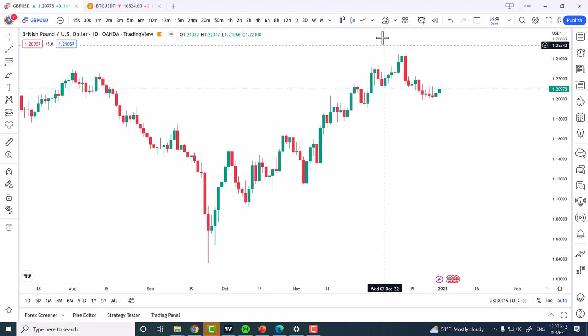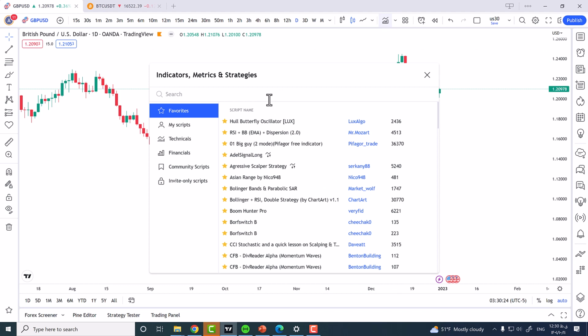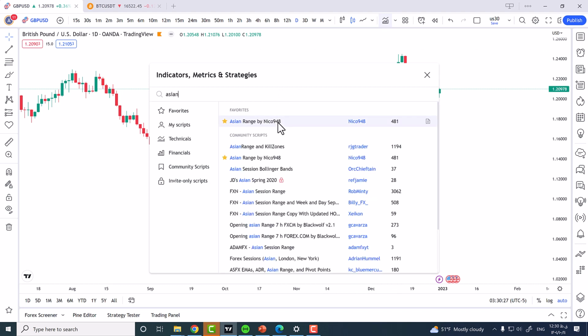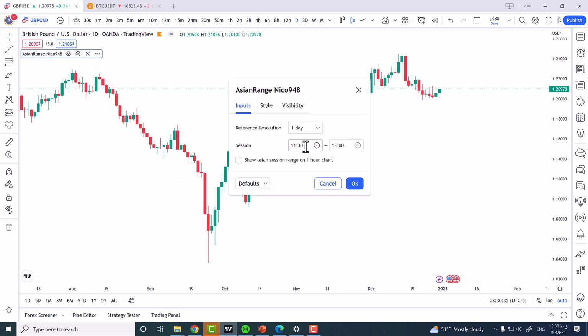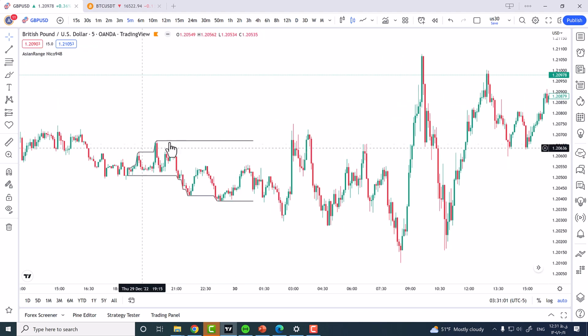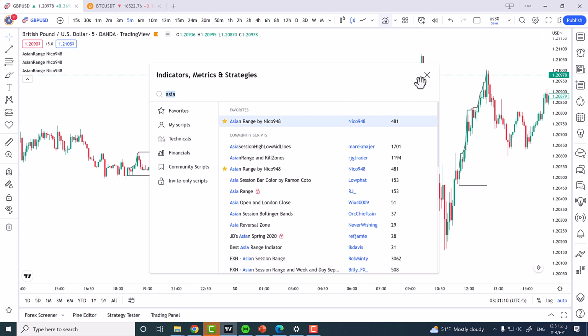Now for marking session highs and lows, you just need to go to indicators in TradingView and type Asian range by Nico. You can add just one range and modify it to your session timing. For example, in New York it's 18:32, 1 a.m. I'm sorry, let's find that. I marked that time frame for Asian sessions, and for other sessions you should go to indicators and add two more Asian range by Nico.